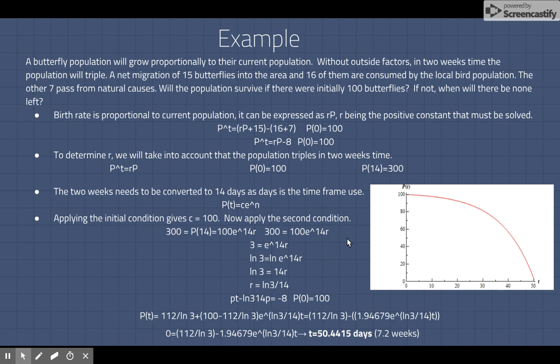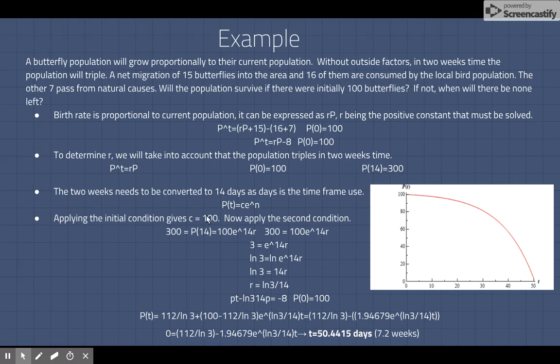An example here is a butterfly population. In 2 weeks' time, the population will triple, and it grows proportionally to the current population. There are 15 butterflies, and 16 of them are consumed by birds, and the other 7 passed from natural causes, so a total of 23 dead. And we can see here, you can determine r, which is expressed as rP and is proportional to the current population.